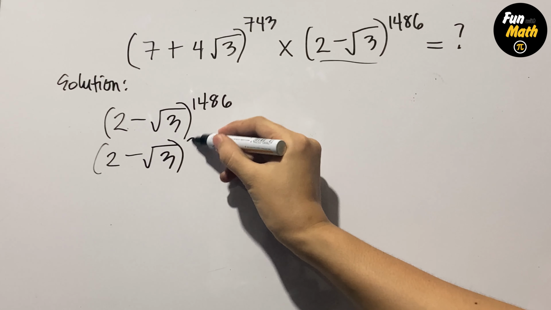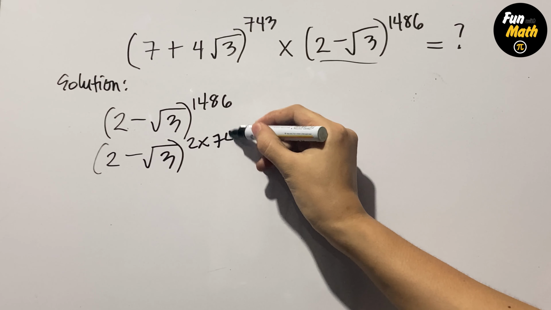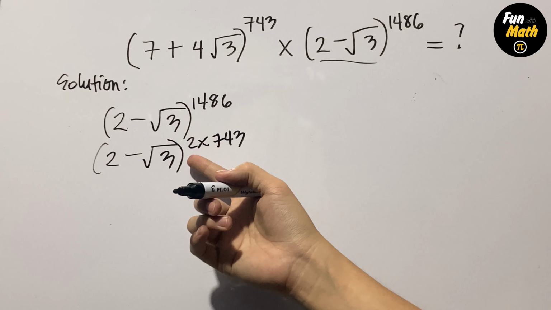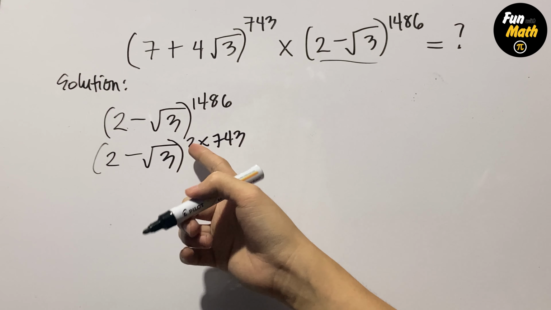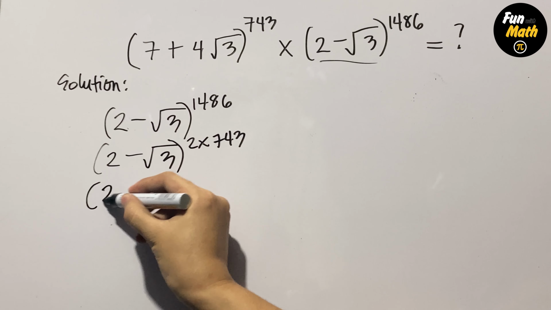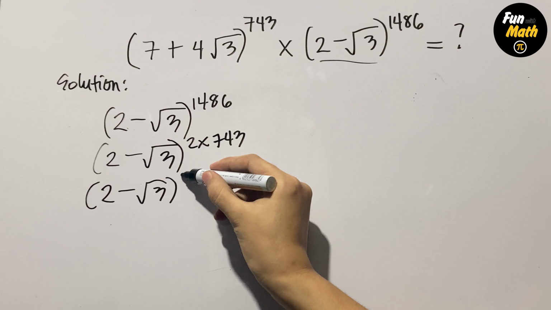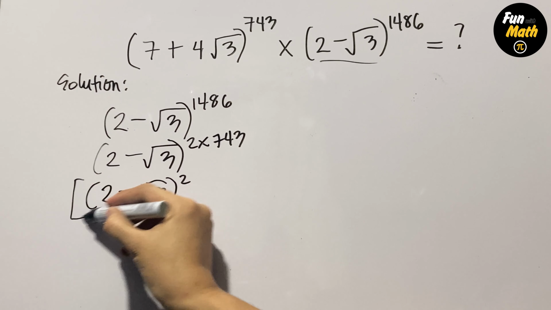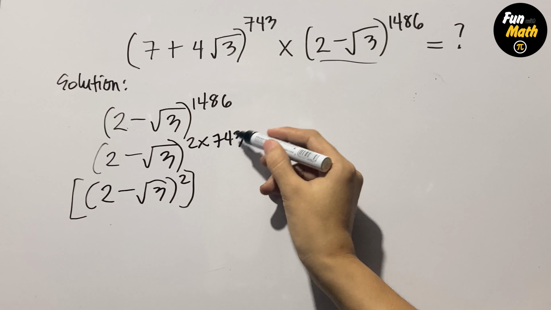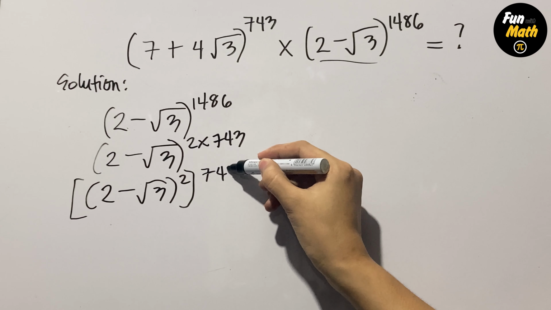We can split this in terms of 743, and that is 2 times 743. Next, we are going to separate the power of 2. So that is (2 minus square root of 3) squared. We put the bracket whole to the power of 743.